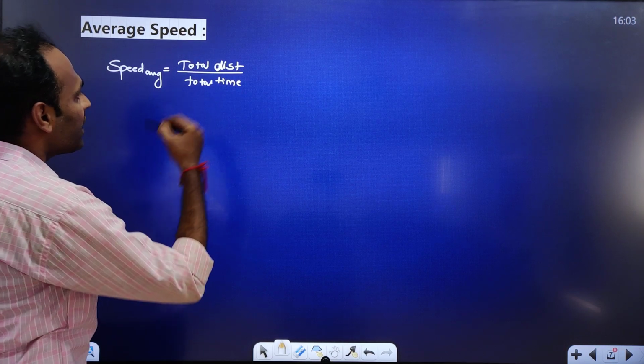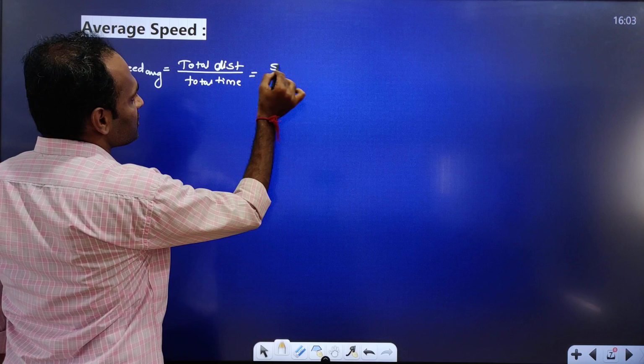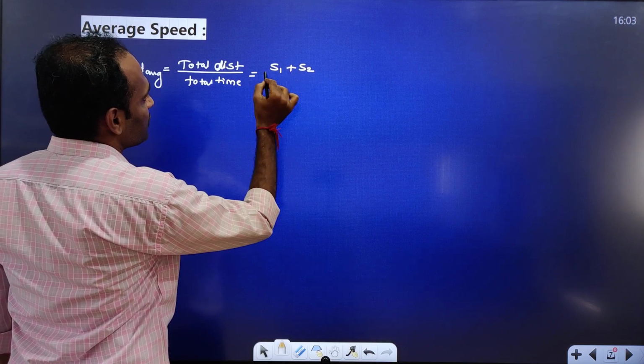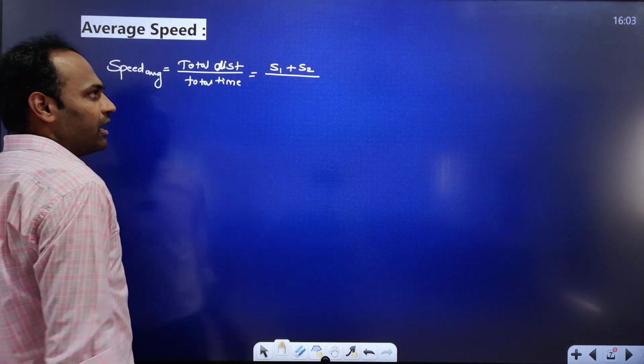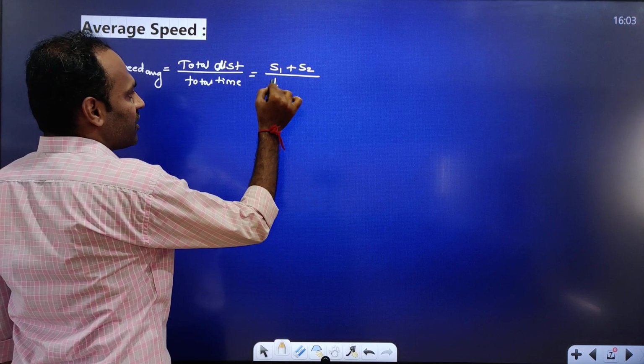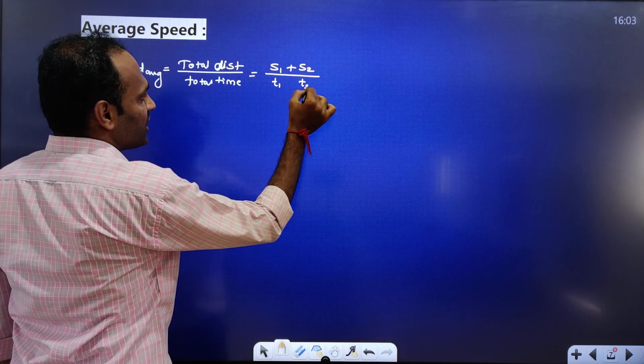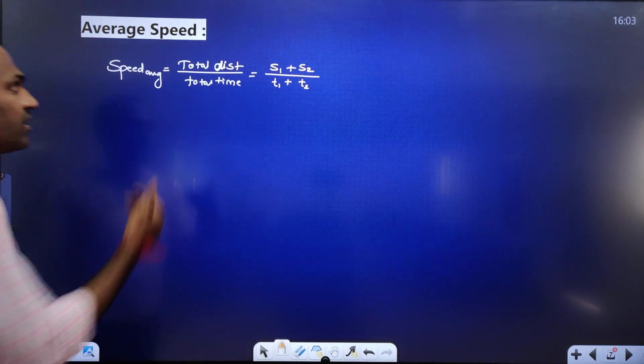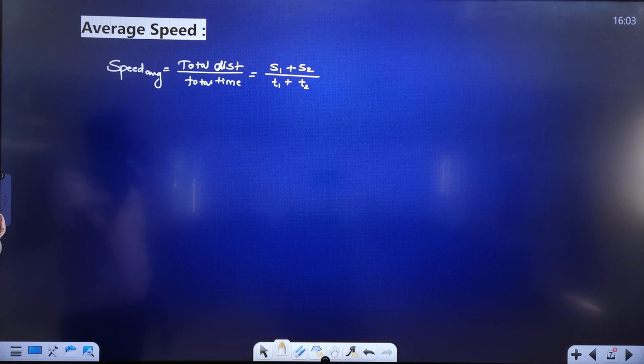Let me say we have traveled two distances, S1 and S2. So total distance will be S1 plus S2. Time taken to travel S1 is T1 and time taken to travel S2 is T2. So it will be T1 plus T2. Okay, total distance traveled upon total time taken.